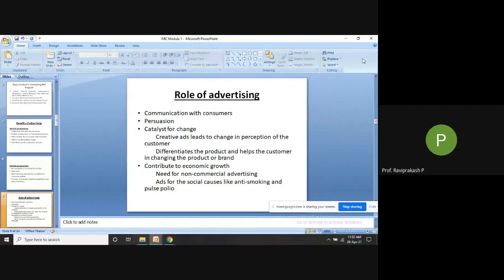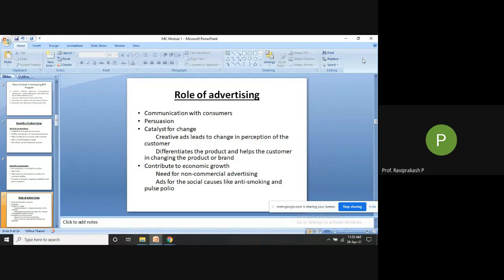Next is differentiates the product and helps the customer in changing the product or brand. Differentiation in the sense, how different is your product from other products available in the market or your competitor's product, and it helps the customers in changing the product or the brand. I just spoke about the adoption process. So you are highlighting your uniqueness in the market, which is not available or is available with competitors but at a lesser rate or lower quantity, for example. You are saying, I'm providing more at the same price as my competitor. So these many things are more in my product.